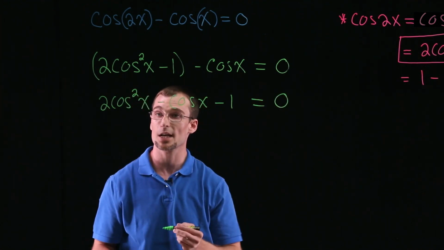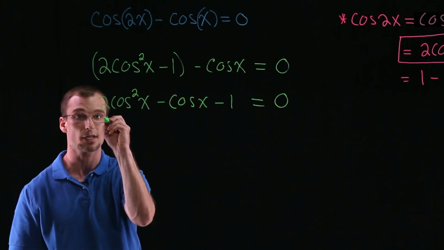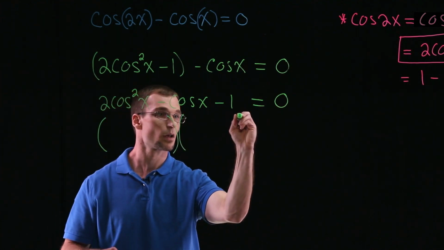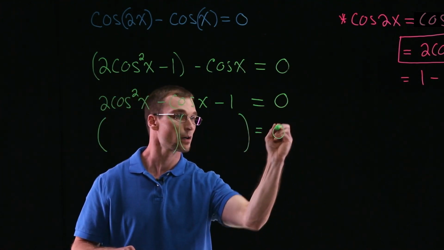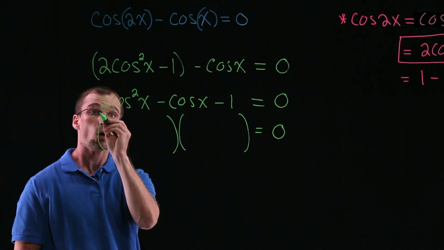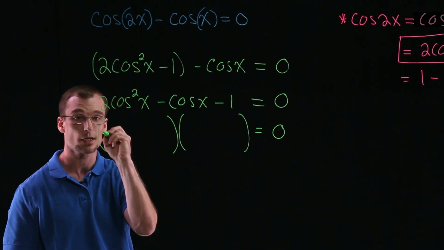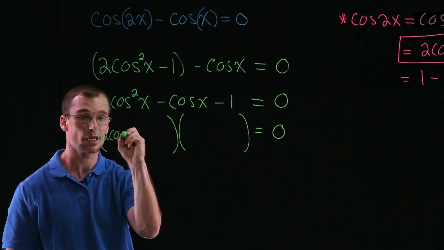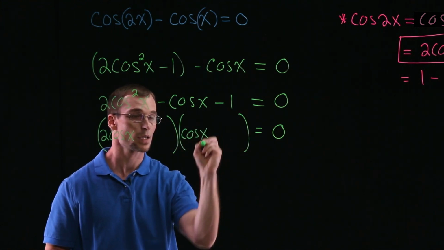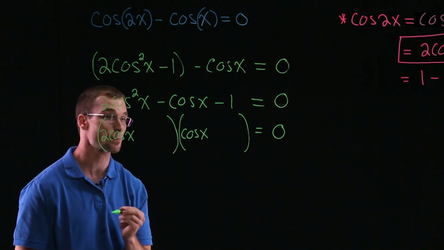So there we go. We have the quadratic 2 cosine squared minus cosine minus 1. And then we want to factor this. All of that is set equal to 0. So starting at the front, what two factors will multiply together to give us a 2 cosine squared? Namely a 2 cosine times cosine. So 2 cosine times cosine, 2 cosine squared.